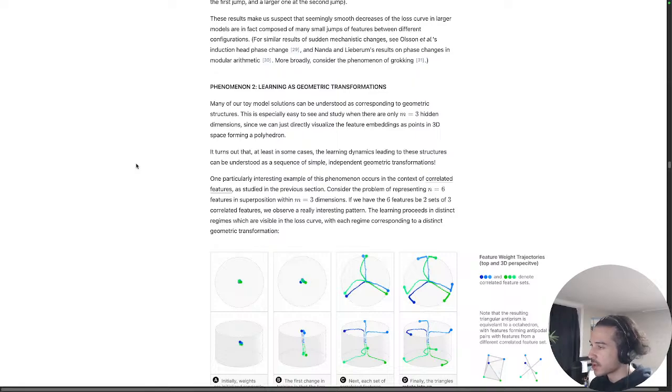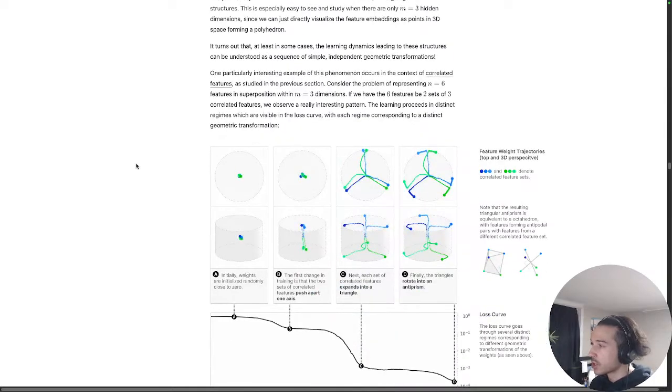One particularly interesting example of this phenomenon occurs in the context of correlated features, as studied in the previous section. Consider the problem of representing n=6 features in superposition within m=3 dimensions. If we have the 6 features be two sets of 3 correlated features, we observe a really interesting pattern. The learning proceeds in distinct regimes, which are visible in the loss curve, with each regime corresponding to a distinct geometric transformation. Here we have a diagram: feature weight trajectories, top in 3D perspective. Blue and green denote correlated feature sets. Note that the resulting triangular antiprism is equivalent to an octahedron, with features forming antipodal pairs with features from a different correlated feature set.